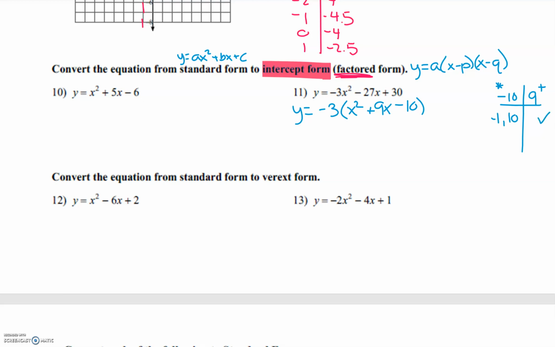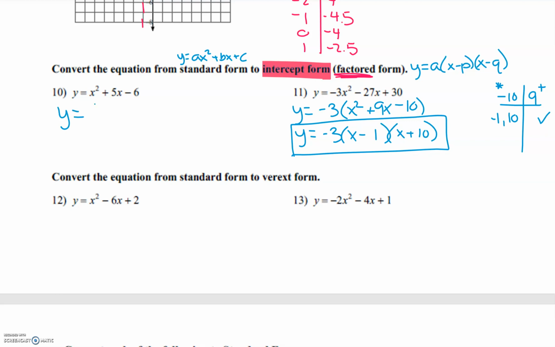Then because we know that our a value is 1, we can jump straight to our factors. So we get an x minus 1 and an x plus 10. This is factored form. We're not doing anything else. All we were doing was factoring the problem. Likewise, for number 10, there's no GCF, so we just need to go straight to the factors. So we're asking what two numbers multiply to give us -6, but at the same time add to give us a 5. And we should be getting that this is going to be a +6 and a -1. So this is the factored form.